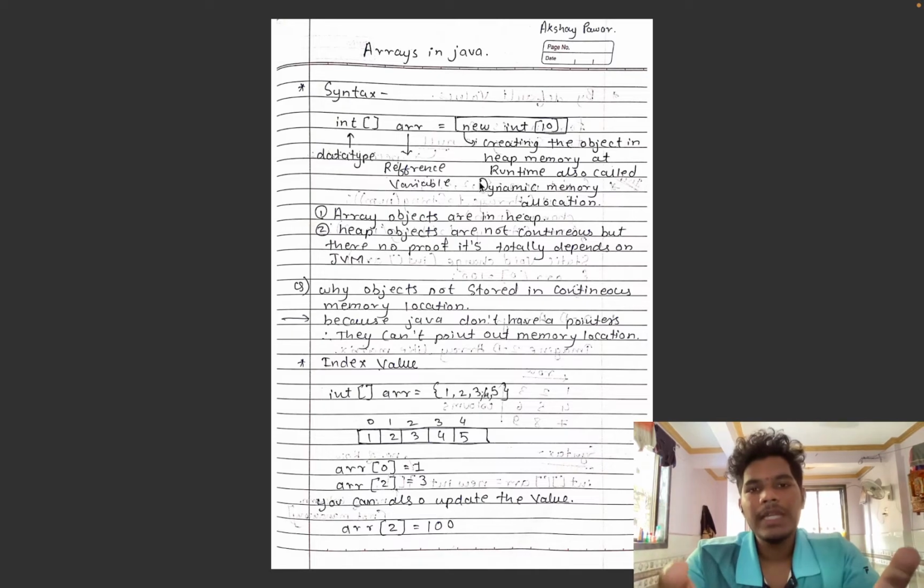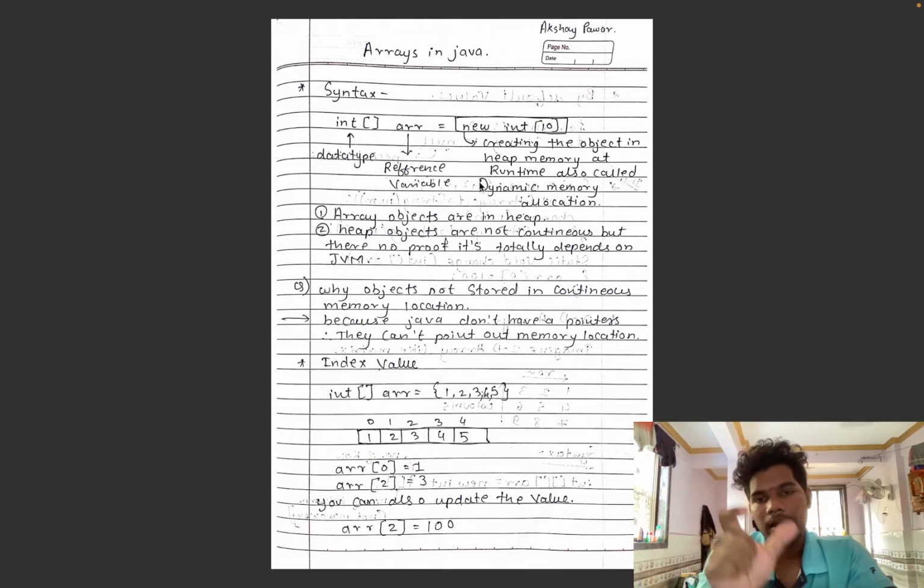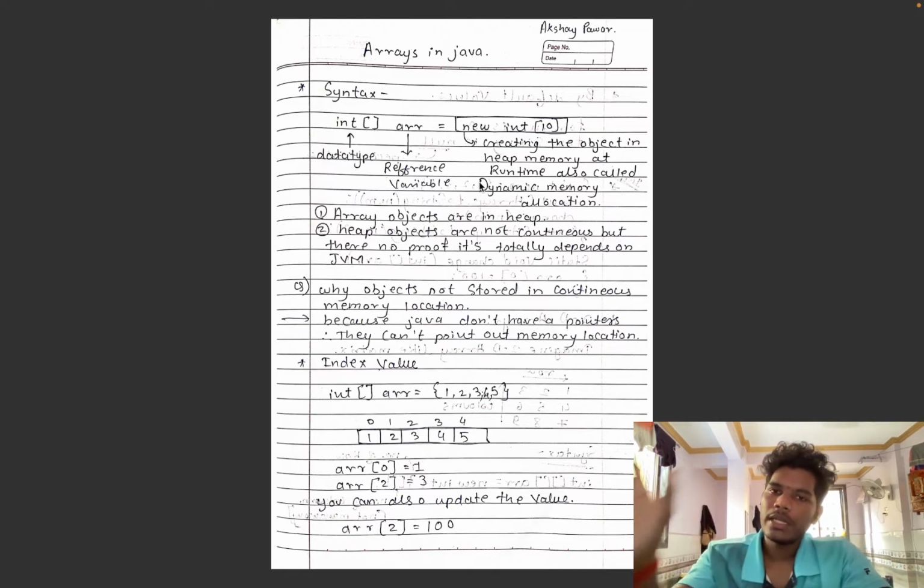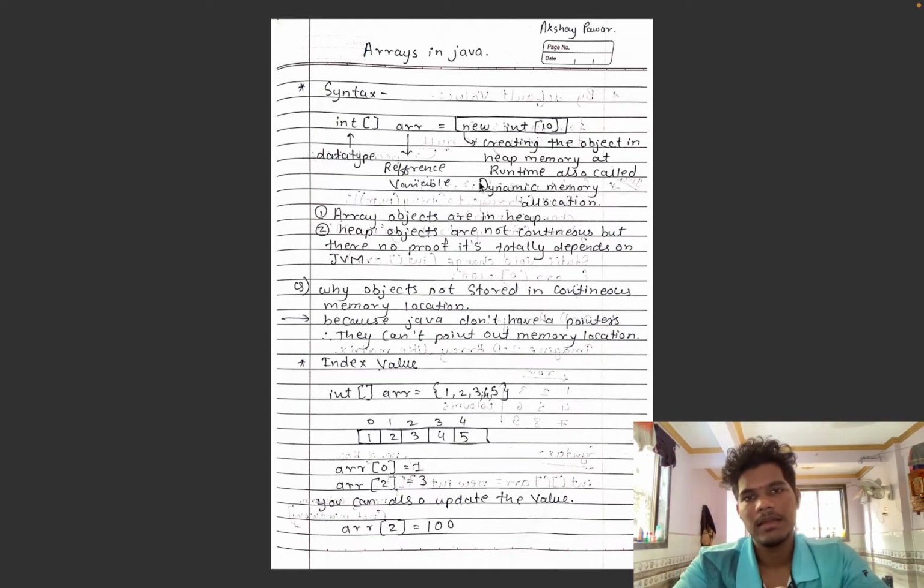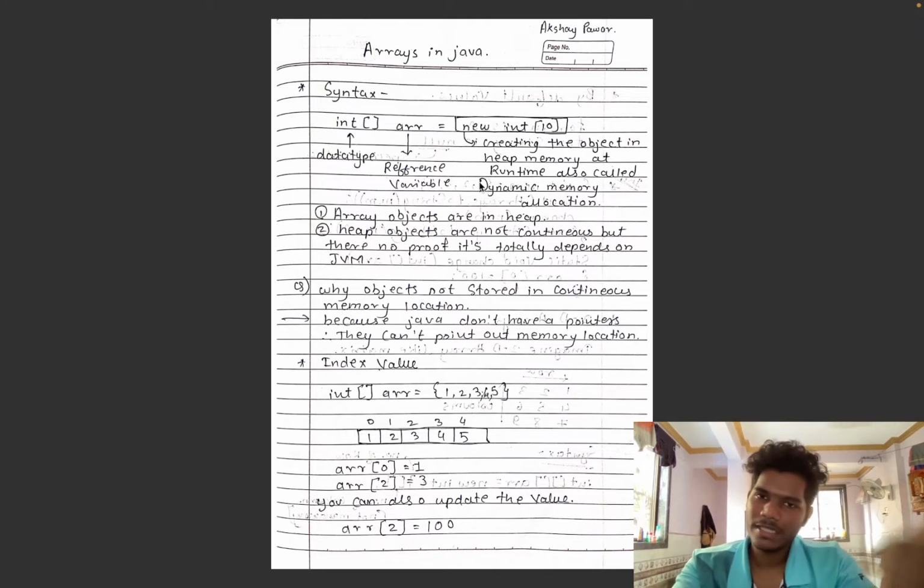Means, for example, we enter 10 numbers in my list. Then all these numbers, all this data, are stored in heap memory. What is heap memory? Go to the first lecture, introduction of Java. The heap memory is created dynamically.